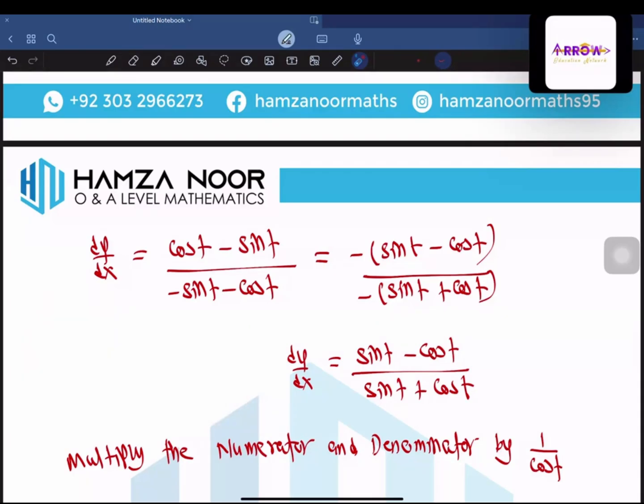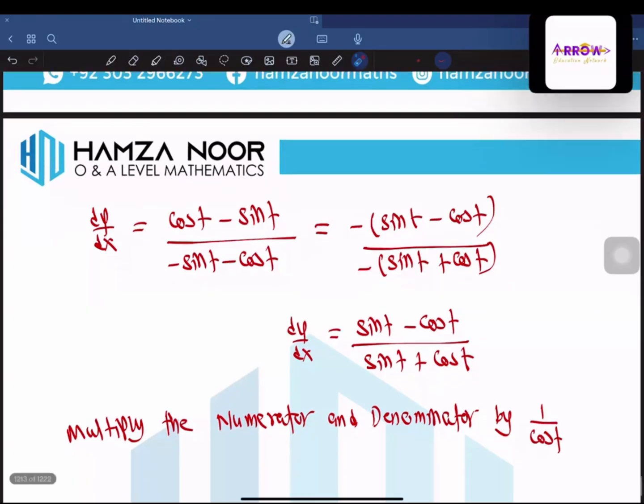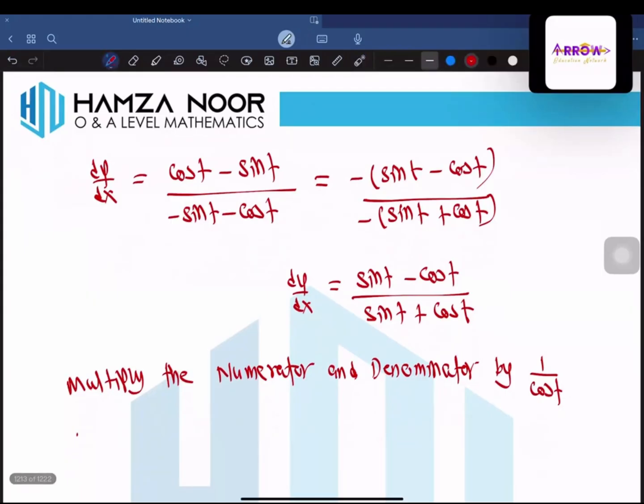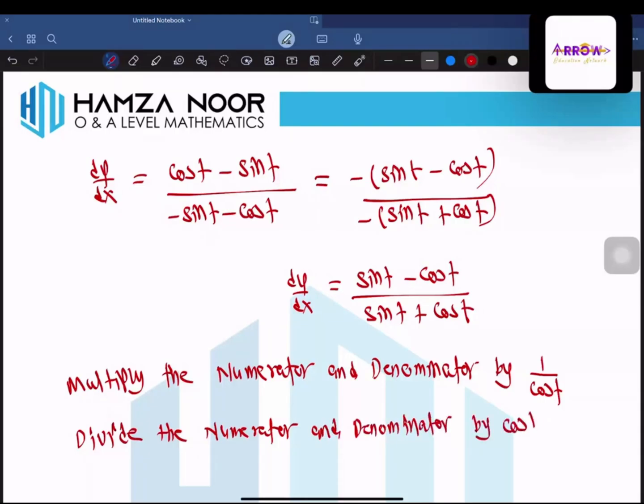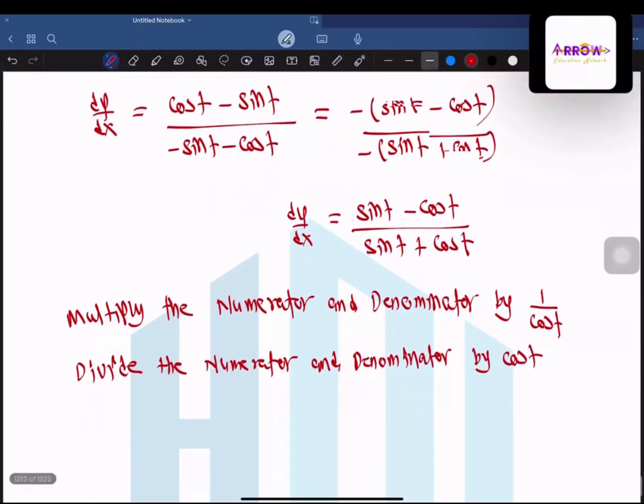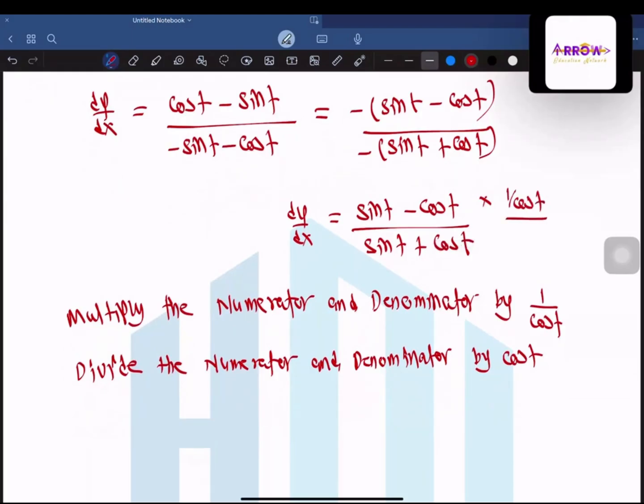Okay. So multiply the numerator and denominator by 1 upon cos t. I can also say that this step can be expressed in simple English as: divide the numerator and denominator by cos t. These both statements are equivalent to each other. This makes sense to you or not? We can say that divide the numerator and denominator by cos t. All right. So what I'm going to do is multiply 1 upon cos t in the numerator and 1 upon cos t in the denominator.